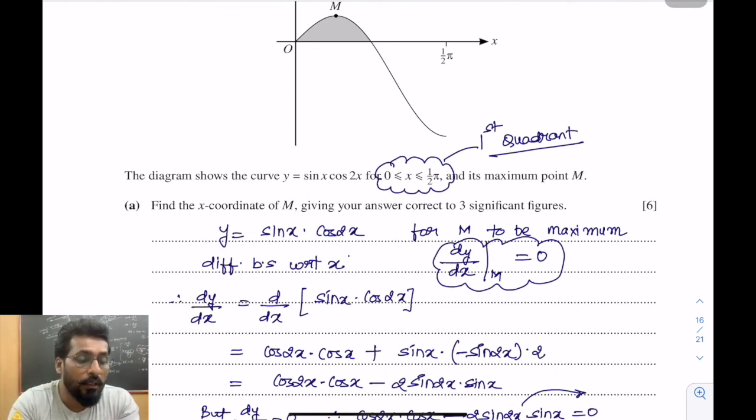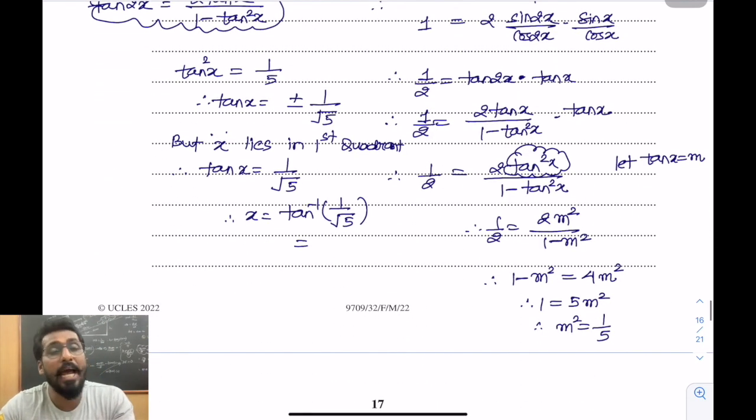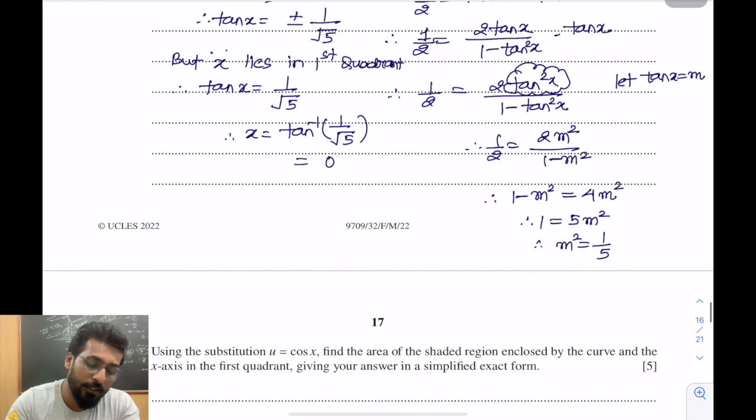My calculator is not in radian mode, so let's bring it to radian mode. Now you press shift and tan, that will give you tan inverse 1 divided by root 5. Isn't that what we are trying to find? Yes, tan inverse of 1 upon root 5. So the answer comes 0.4205. So I can write 0.421.